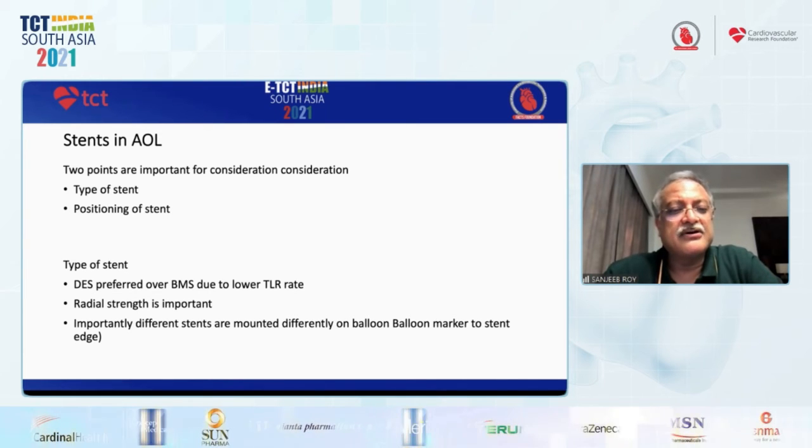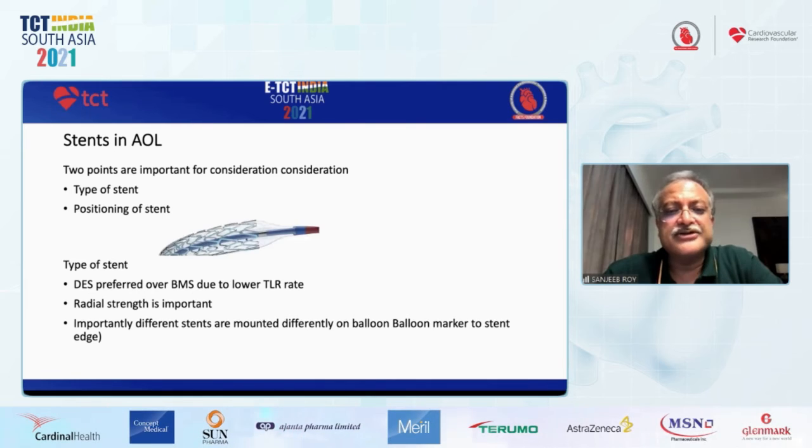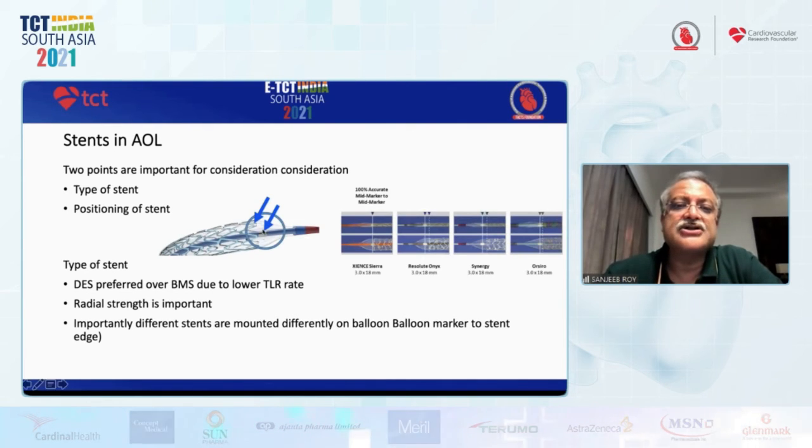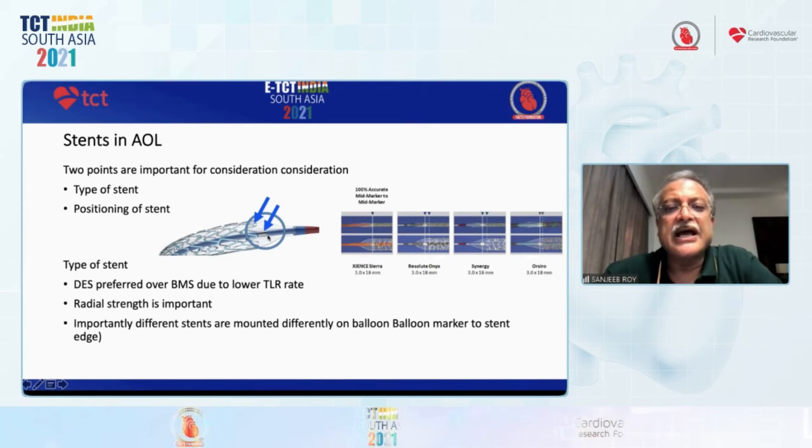Importantly, they should have good radial strength. And most importantly, we must know which stent we are using and what the relationship is between the proximal stent edge and the balloon marker. In the Xience family, the marker is half covered, while the rest of them are 0.5 to 1 millimeter away from the marker.